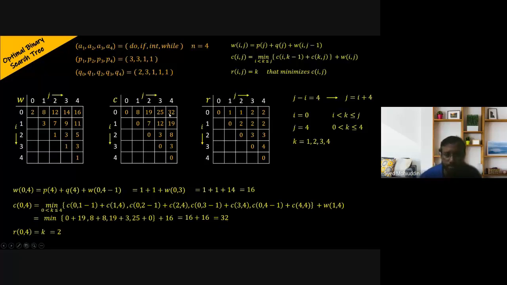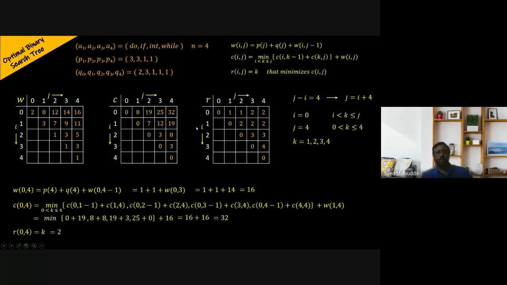So cost is 32, and the k value 2 we have, which gave us the minimum cost, is filled in the root of 0, comma 4. So this way we use j minus i as 0, fill up the diagonal elements, then j minus i as 1, let us consider only one node, fill up the upper diagonal, then the same way continue with j minus i is 2, j minus i is 3, j minus i is 4. If we have n number of nodes, we will continue this till j minus i equal to n. So this way we compute.